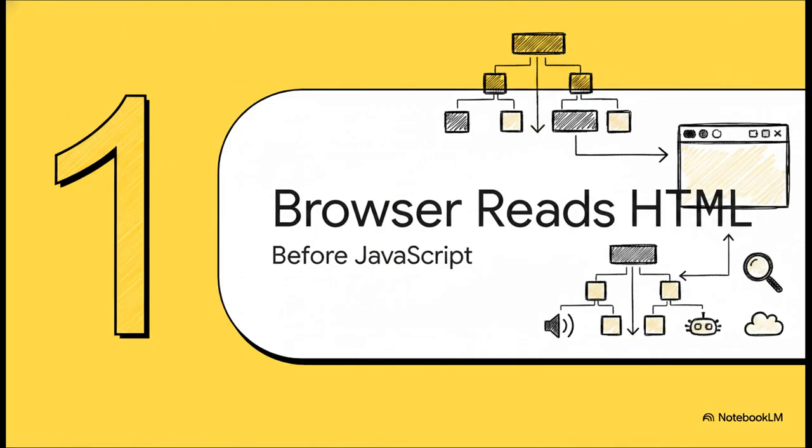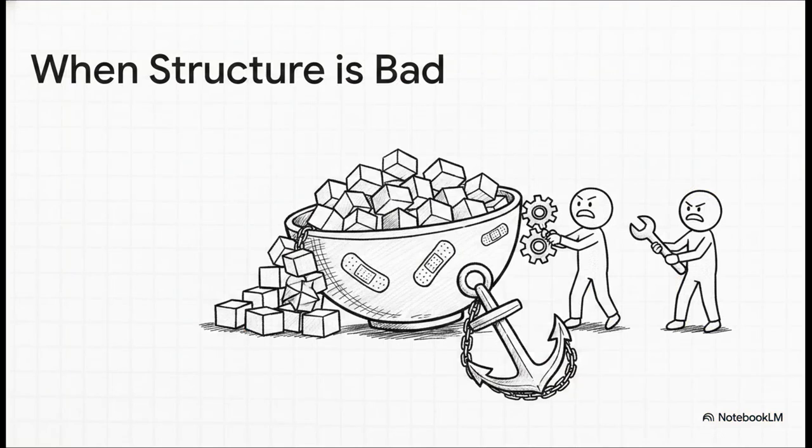Section 1. The browser reads HTML first. Okay, so here's the thing. Everything starts with the HTML. If that underlying blueprint is bad, every single thing downstream pays the price. When you rely entirely on what we call div soup, you strip away all semantic meaning. You are literally forcing the browser to guess your intentions.